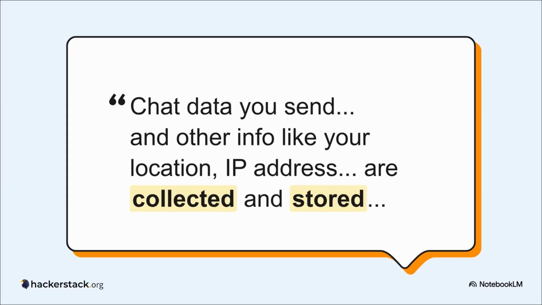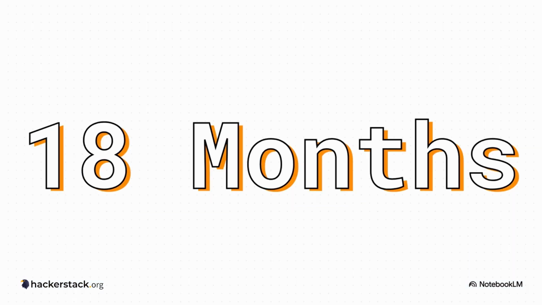And look, let's not beat around the bush. This is pulled straight from Google's own policy. By default, your chats, your location, your IP address, it all gets collected. Why? To help them improve their products. The main takeaway here is super simple. What you send is not, by default, totally private. And they keep it for how long?